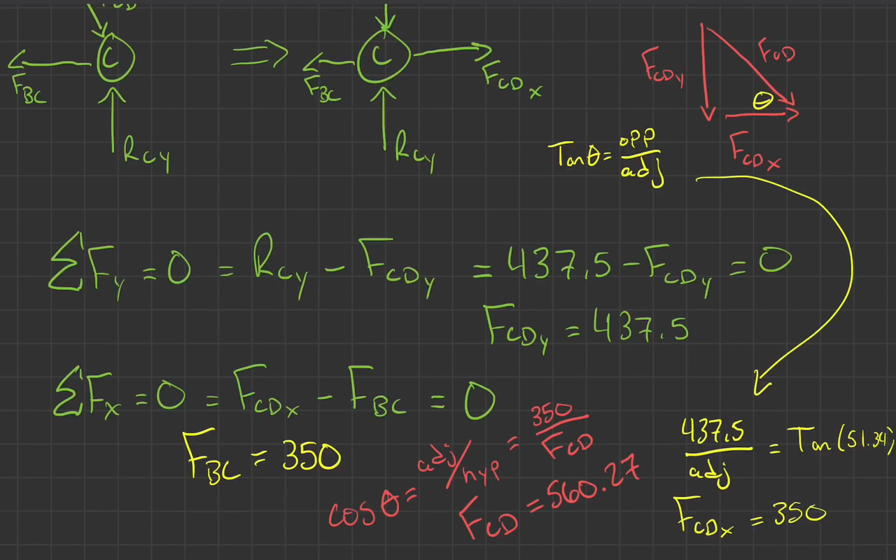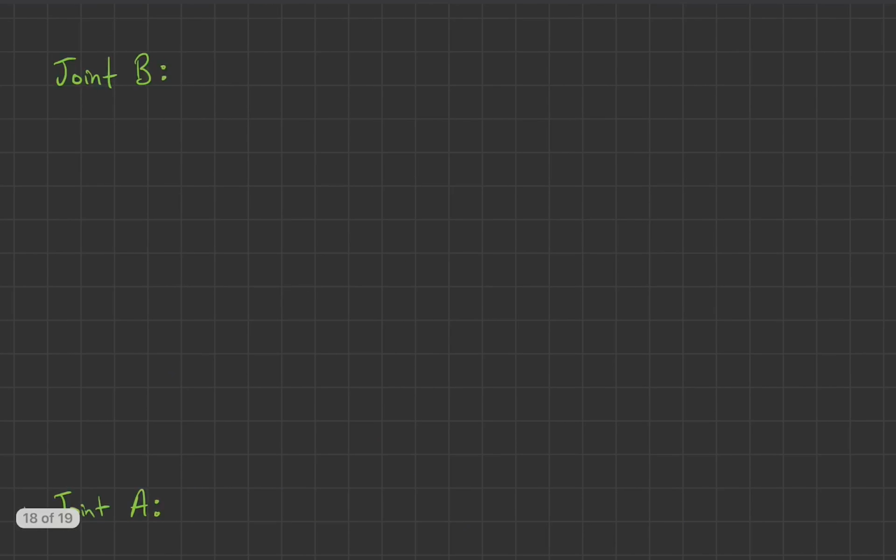Okay, so we've got force CD here, and then we've also got force BC here. Okay, so it's a little messy. I hope you could follow along. That was joint C, and we solved 2 of our 5 members. Okay, so now we've got to go through and just keep going on with our joints here.